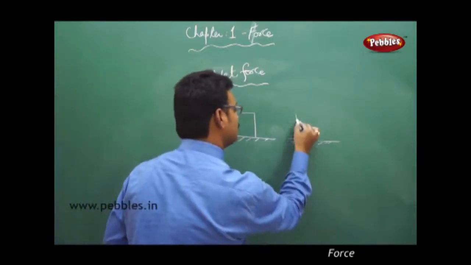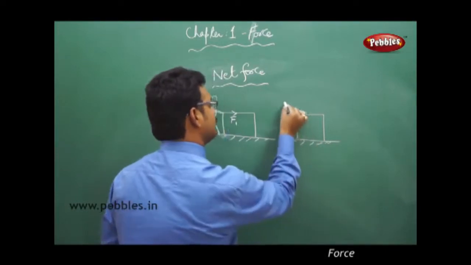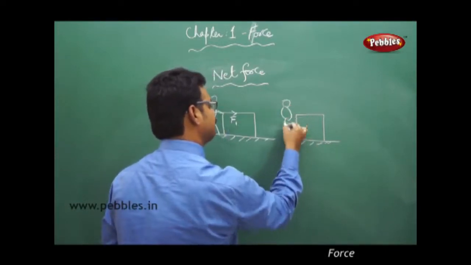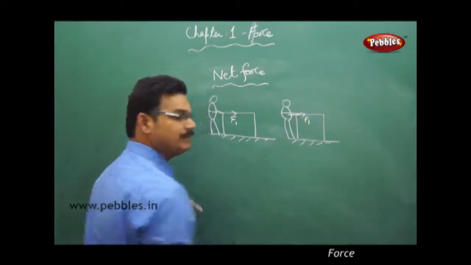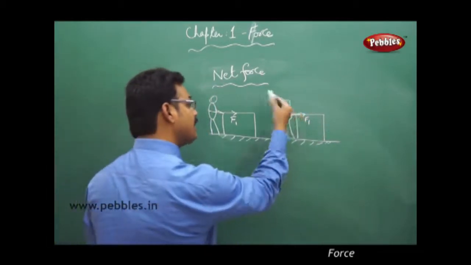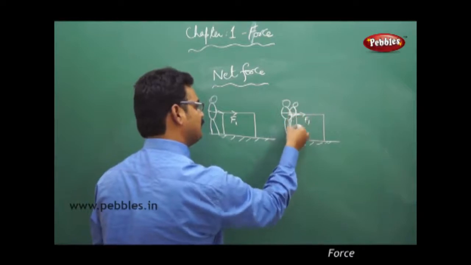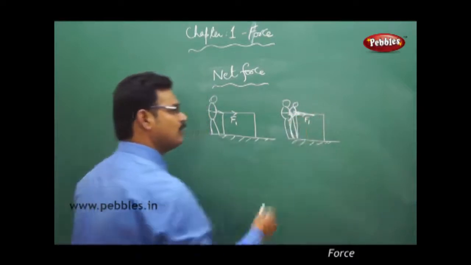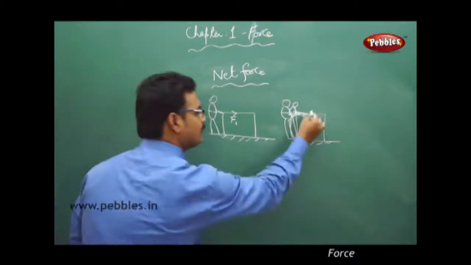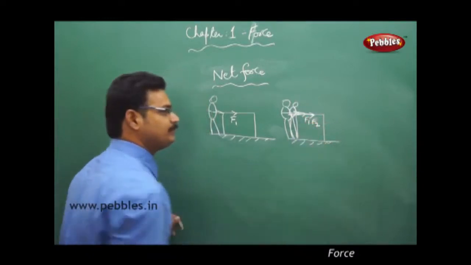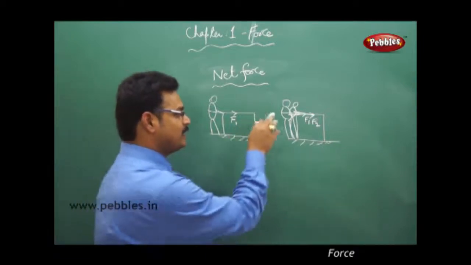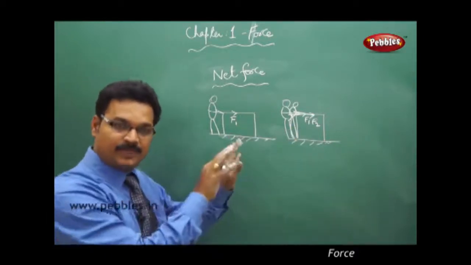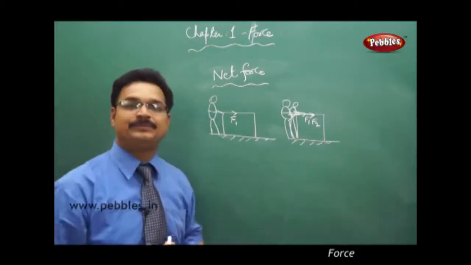Same table. This time, one person is applying the force F1, and another person is also applying the force F2. Both are applying forces. Two persons are applying the forces F1, F2 on the table in the same direction.